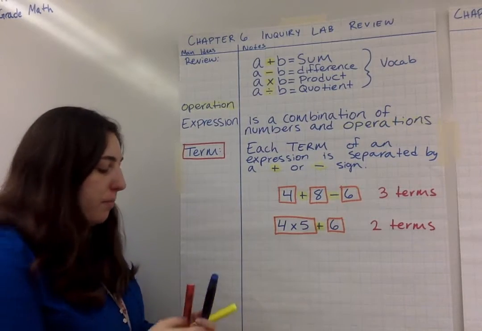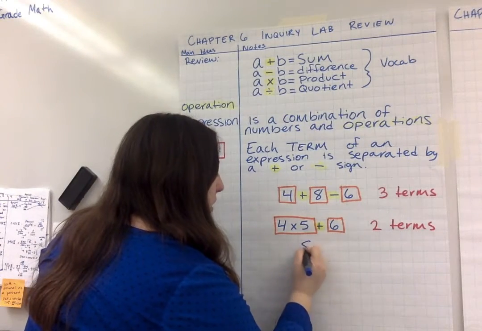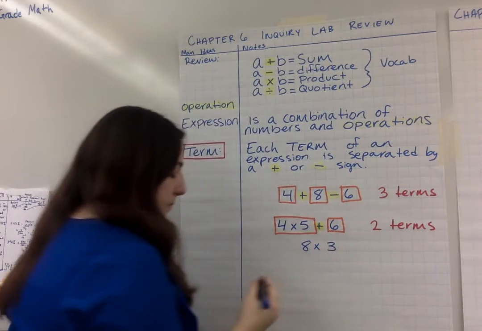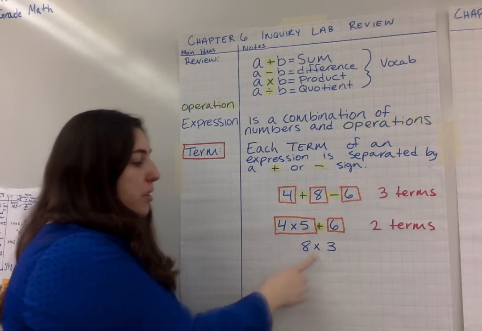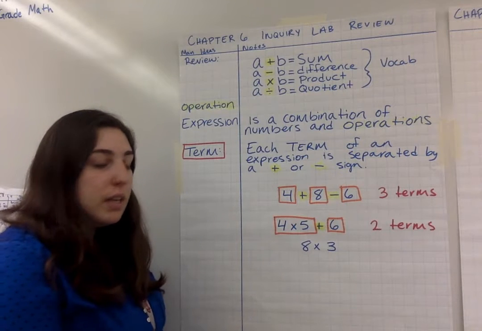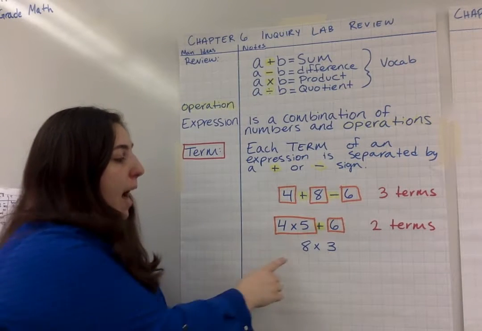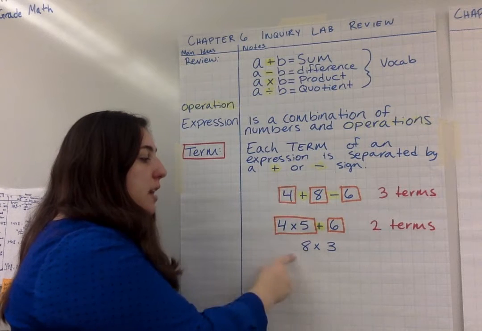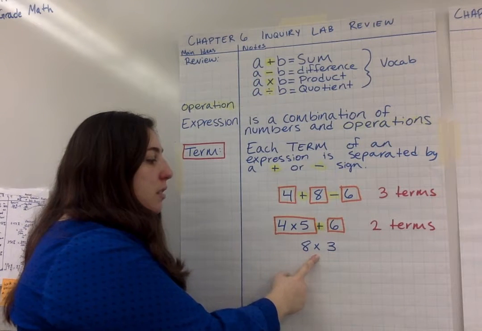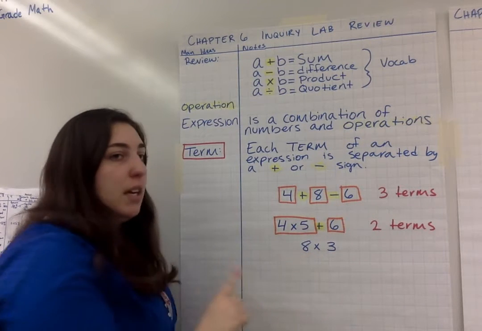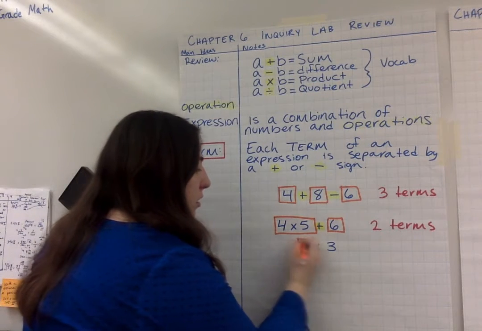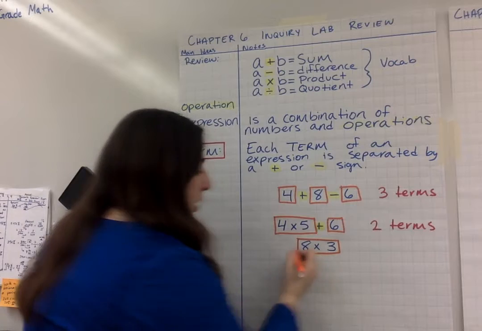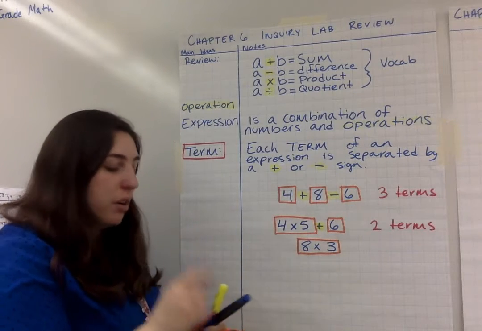One more example, okay? Let's say we had 8 times 3. Well, it is an expression. We have numbers and we have an operation. But I don't see any plus or minus signs here. So that means it can only be 1 term. It's not separated. So it's at least 1 term.